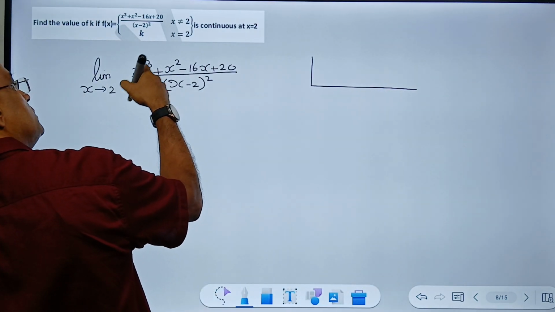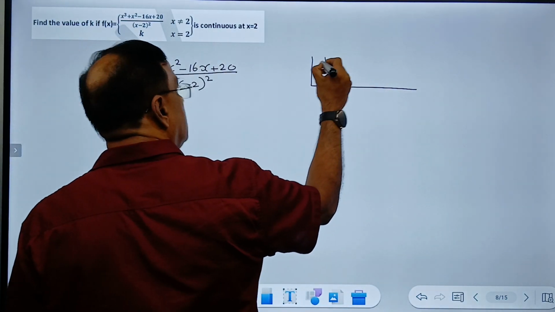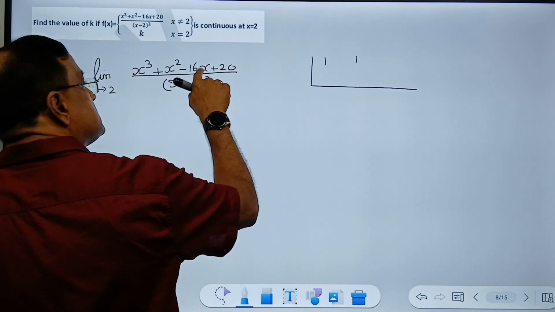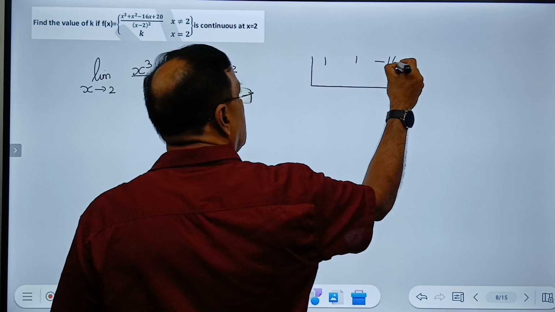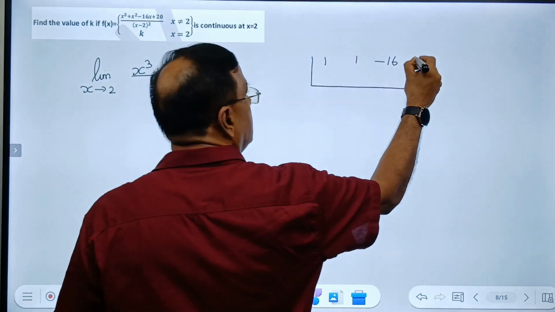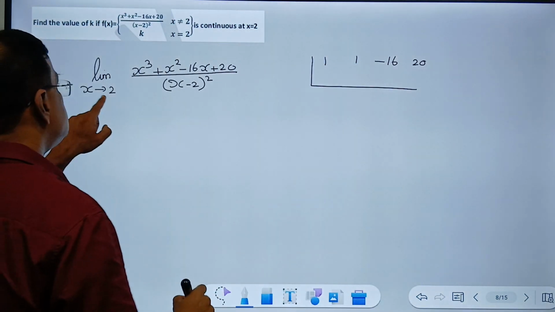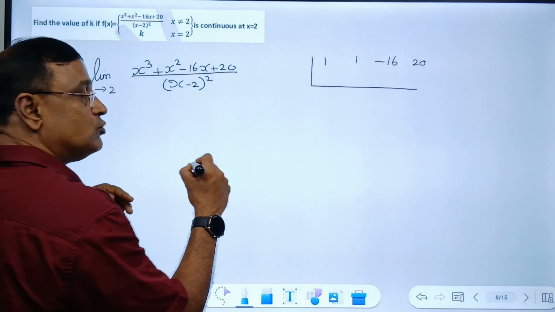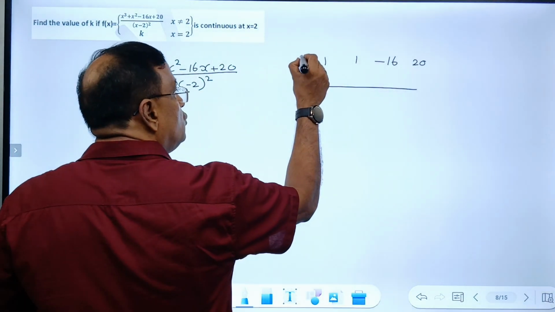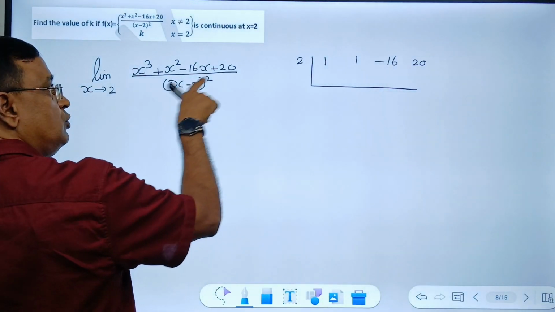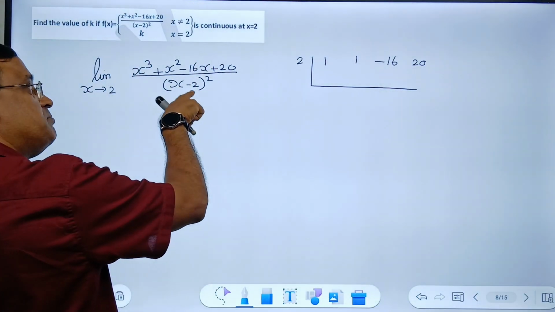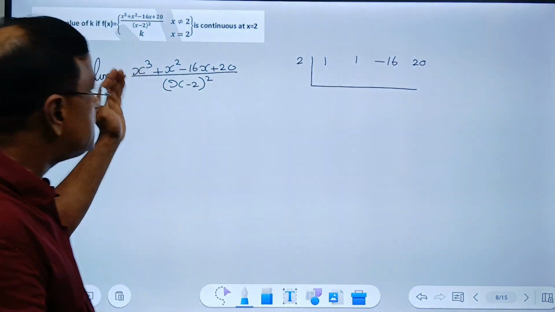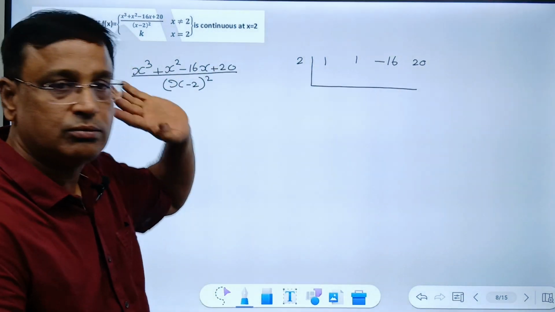Coefficient of x cube. What is coefficient of x cube? It's 1, and x square is 1, and x it is minus 16, and constant 20. Since x minus 2 is a factor, x is equal to 2 is a root, you start with 2. If it was x plus 2, you will write minus 2. If x minus 2 is a factor, you write 2. If x plus 2 is a factor, you put minus 2.